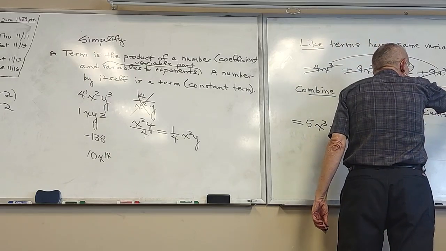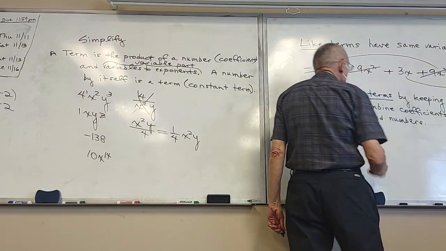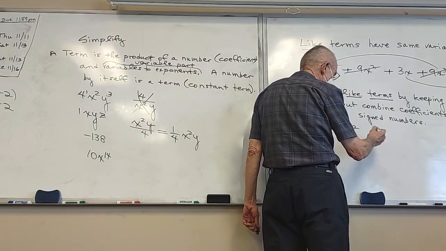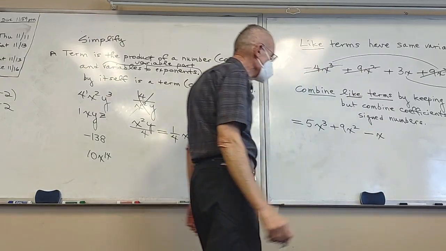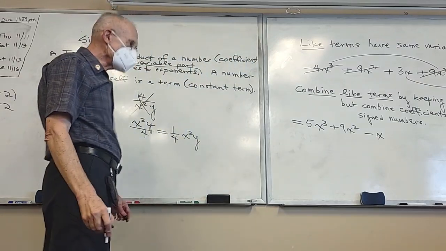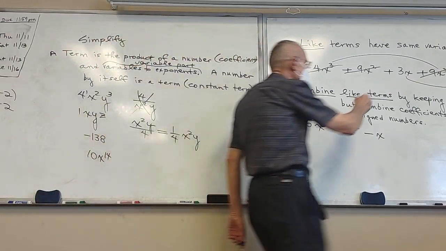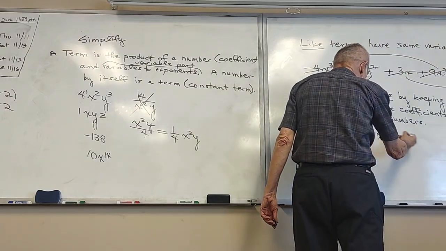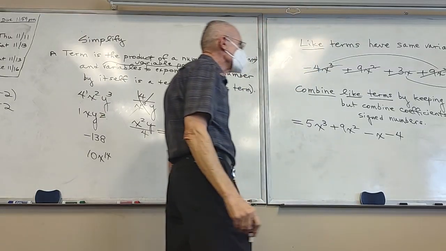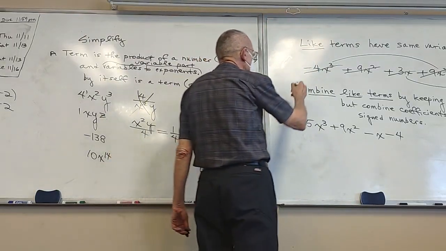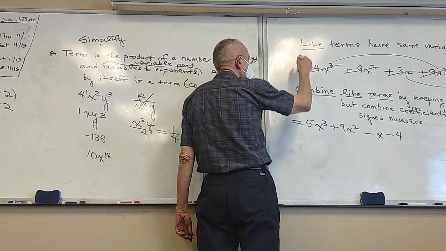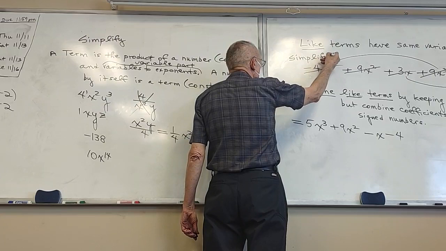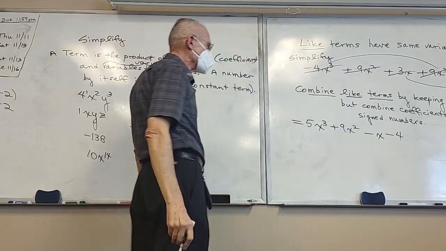We'll combine it with that one. Negative x. Keep the x, and combine the numbers and we get -1, which we don't have to write the 1. You can just put minus x, realizing it means -1. That's what it is. And we used them all up except the -4. That's the answer. That's simplified. If the instructions had said simplify, that's what you would do, combine like terms.